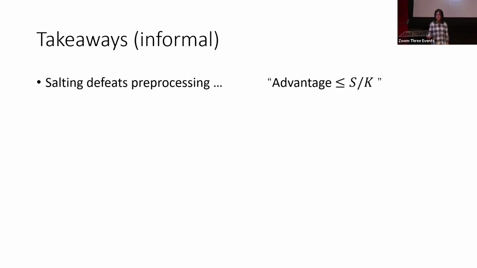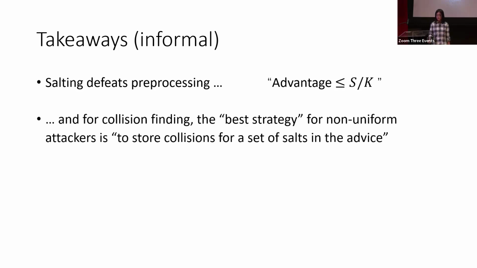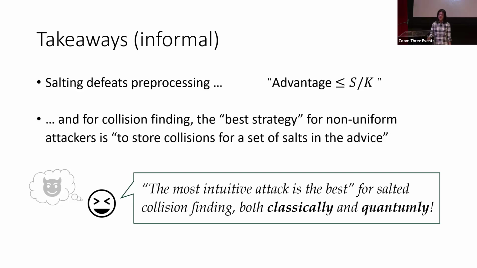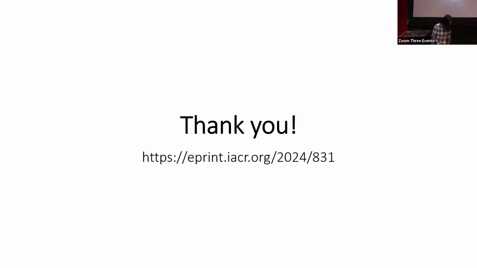And here are some takeaways about our results. That is, sorting generically defeats pre-processing, and this advantage is upper bounded by S over K. Specifically, you can see for collision finding, the best strategy for non-uniform attackers is just to store collisions for a set of sorts in the advice. So we are happy to see that the adversary cannot do much. The most intuitive attack is already the best for them for sorted collision finding, both classically and quantumly. And that's all. Thank you.